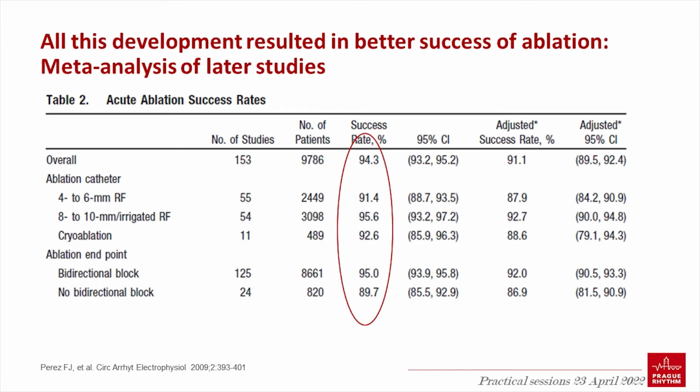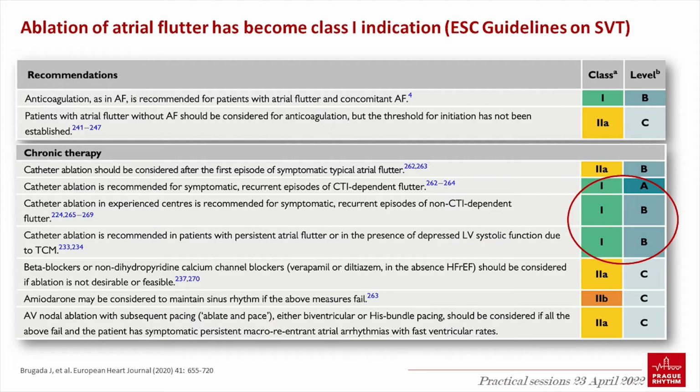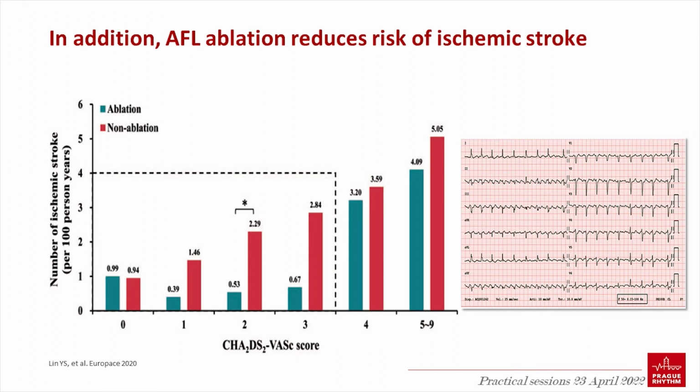With a new approach with confirmation of block on the CTI, better results can be achieved, as you can see here in this meta-analysis of later studies on flutter ablation. Ablation of atrial flutter has become recommended in guidelines, and today is a class 1 indication, as you can see on this table from the recent ESC guidelines on supraventricular tachycardia. In addition, some studies have documented that atrial flutter ablation reduces the risk of ischemic stroke.